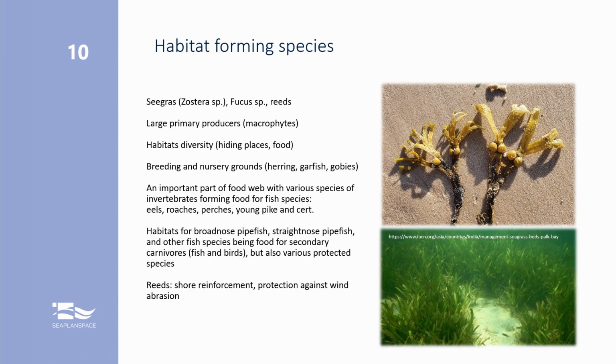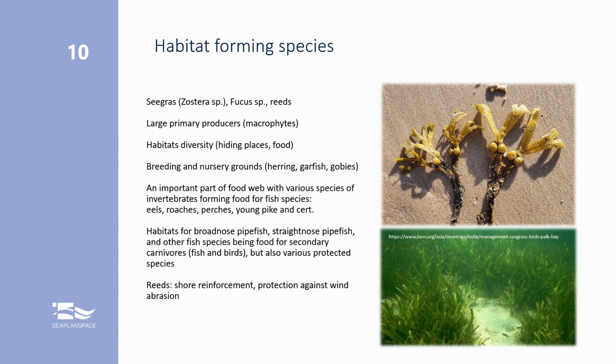Another habitat-forming species include various species of seagrass, but also various species of macrophytes. And seagrass, one of the best known is Zostera marina or Zostera sp. Macrophytes and algae species like Fucus sp. Both of these are reoccurring in the southern Baltic Sea area, and they were actually depleted from this part of the Baltic Sea. Those are large primary producers. They offer various areas which are very necessary from various perspectives for marine life.